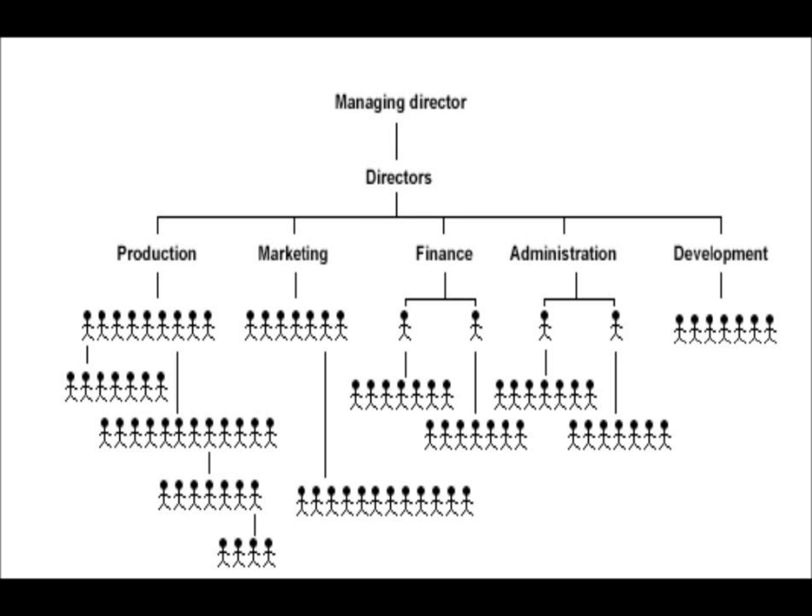This is a typical organizational structure of one firm. The managing director is at the top of the hierarchy. Under the MD, there are directors who are responsible for the different functions of a company, such as production, marketing, finance, administration, and development. Each function has a certain number of workers. For example, there are 5 layers for production.